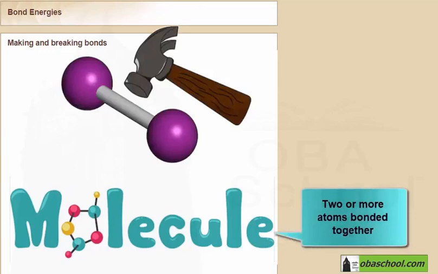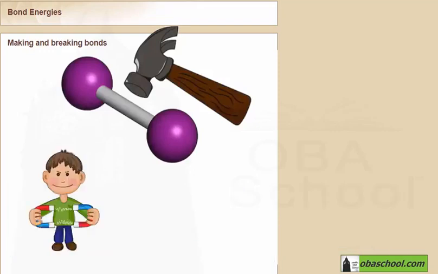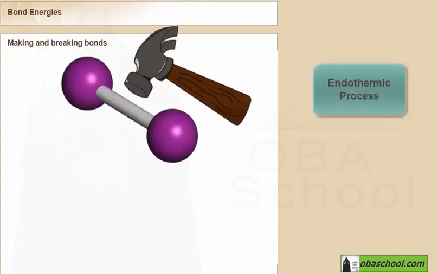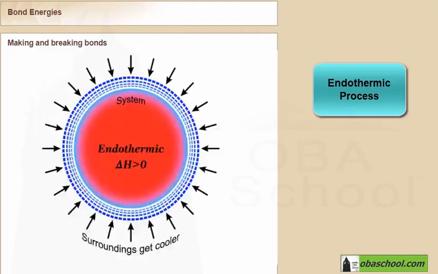Of course, you would need to provide energy to separate atoms, which is similar to separating, let's say, a pair of magnets attached through opposite poles. You'll have to put in energy to overcome the attractive forces between the atoms and break a bond. And since breaking bonds requires energy, it's thus an endothermic process, which is a process that absorbs energy. An endothermic process absorbs energy from its surroundings, causing a decrease in temperature.